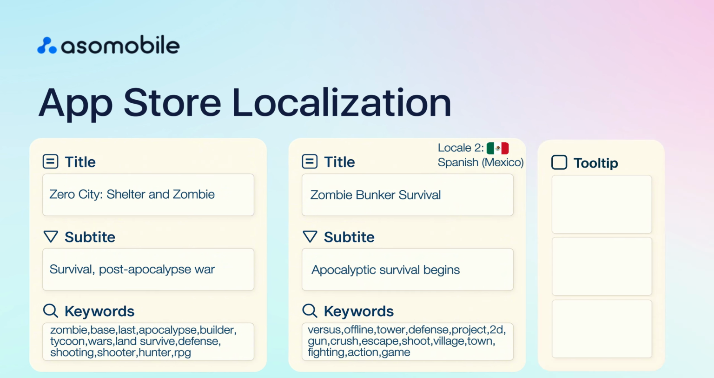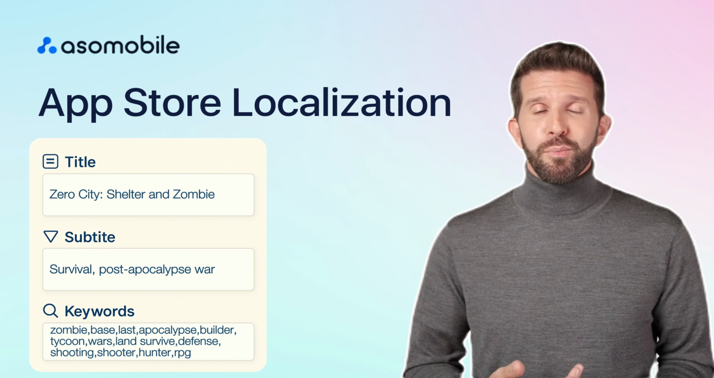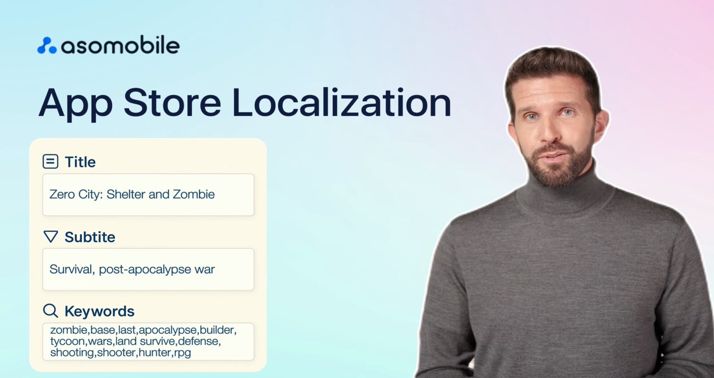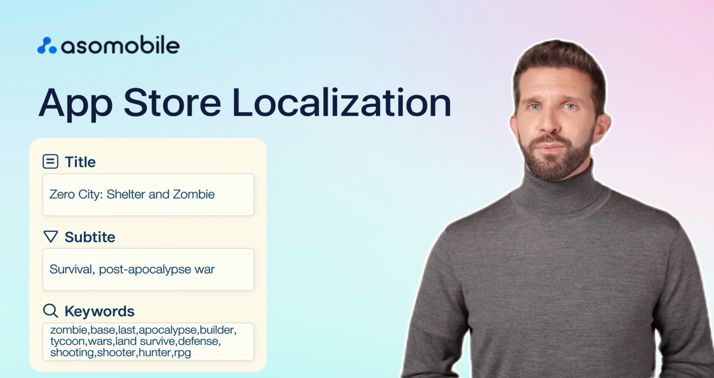Important rules to remember: don't repeat words across metadata fields within the same locale. Keyword fields from different locales do not combine with each other. Each locale's metadata functions independently but can significantly expand your reach. Proper use of secondary locales is one of the simplest yet most underused ASO techniques by indie developers.